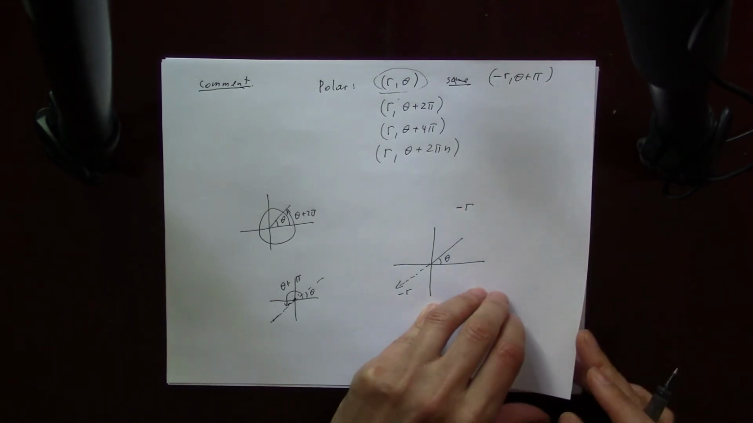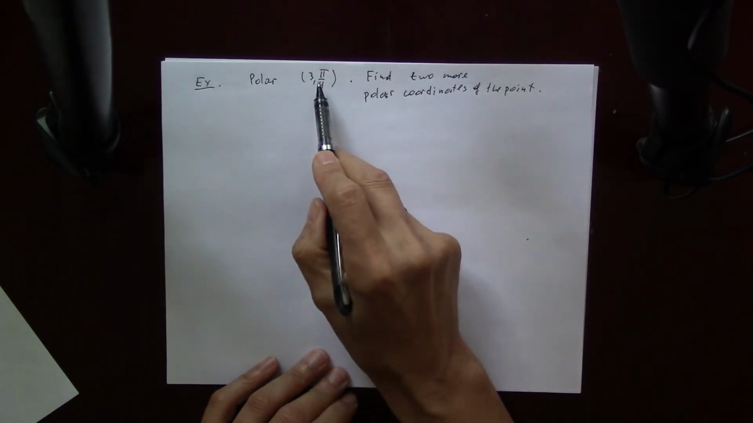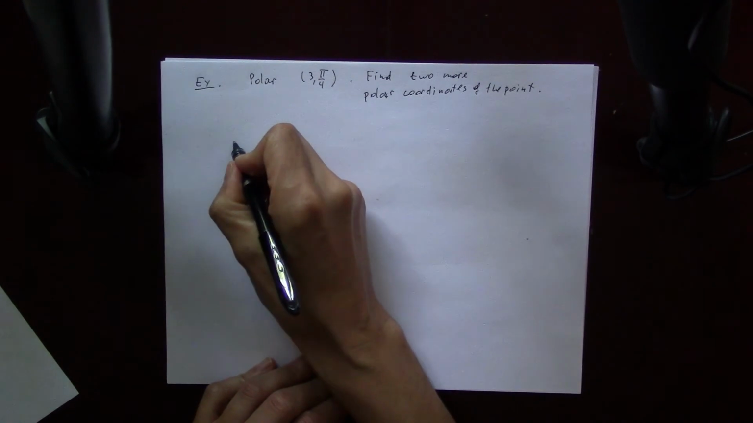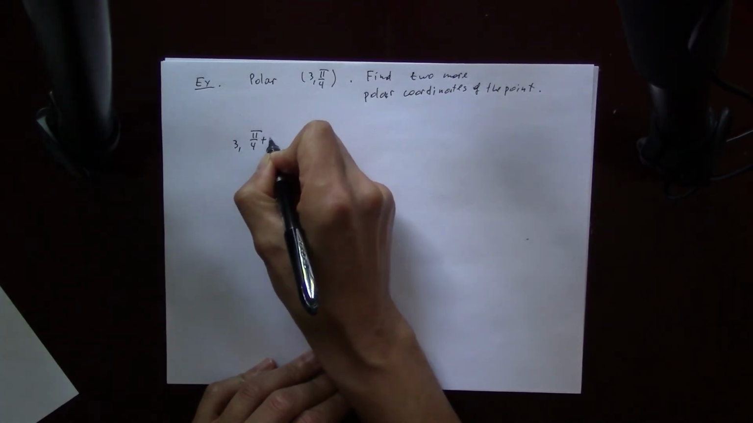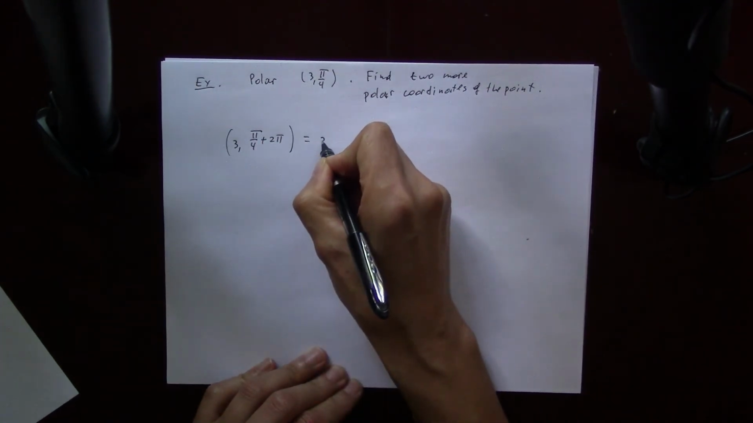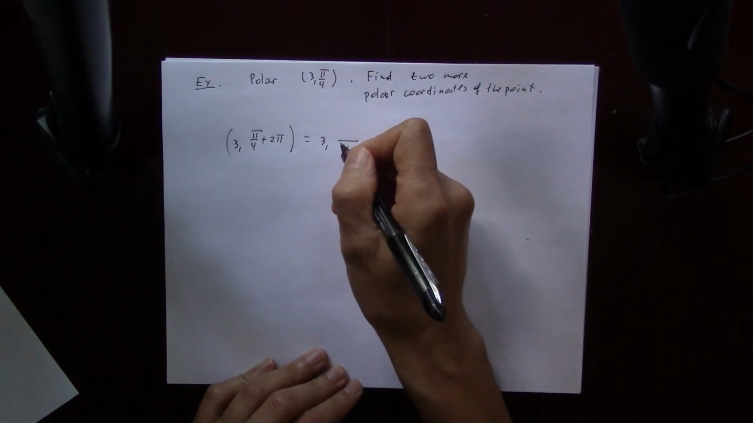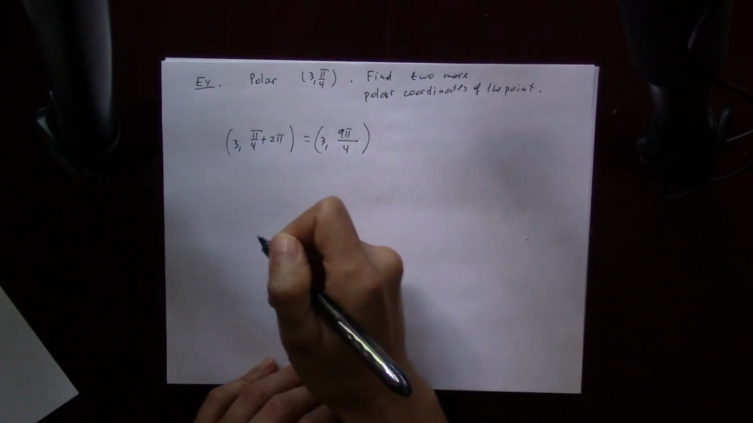Let me try to illustrate that with an example. If we have a point given to us in polar coordinates as 3 and pi over 4, and we want to find a few more of its polar coordinates, the easiest thing to do is take 3 and keep the angle with an extra rotation. So we're going to get 3, 9 pi over 4.